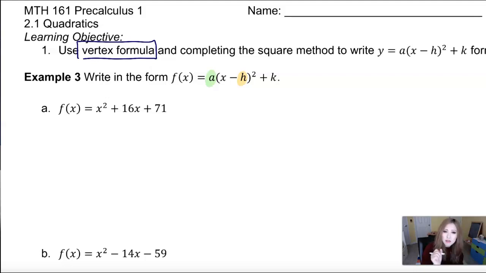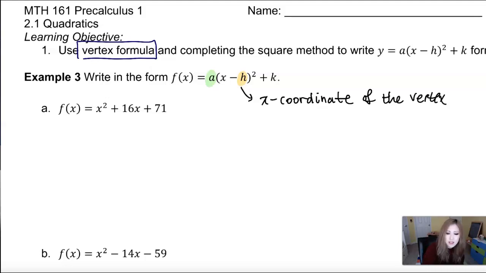But a is just the leading coefficient of our quadratic function. H is the x coordinate of the vertex. And if you look at k, what's k? I know I repeat myself a lot, but I do that for important stuff. K is the y coordinate of the vertex.